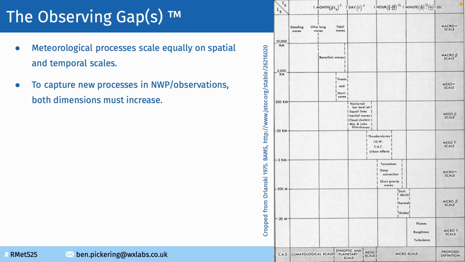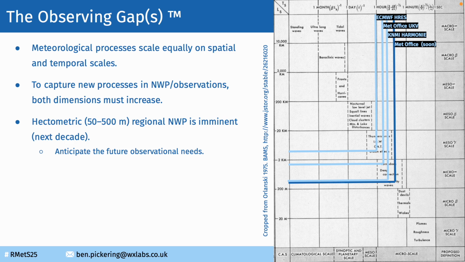And one of the nicest ways I've seen to demonstrate this is this plot from Orlansky in 1975, which shows the different processes. They might be a bit small. Digital fonts weren't an important thing back in the day, but you may have seen this elsewhere, which is that the different processes in the atmosphere, they follow similar temporal and spatial scales. So you get this diagonal line when you compare the spatial scale on the y-axis and the temporal scale on the x-axis there. And if we want to capture new processes in the atmosphere, we need to increase both the temporal and the spatial resolution simultaneously.